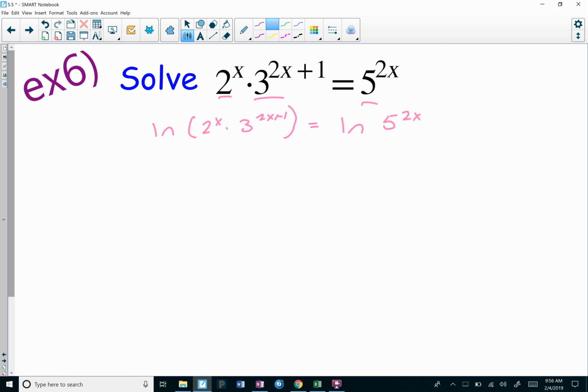Now, before I can power down, I need to split this up. That's multiplication going on. So remember, to split that up, that's really addition of the logs. And that's the trick to this problem, that I have to split up that multiplication into addition. Now I can power down. Same over here. Let's distribute.